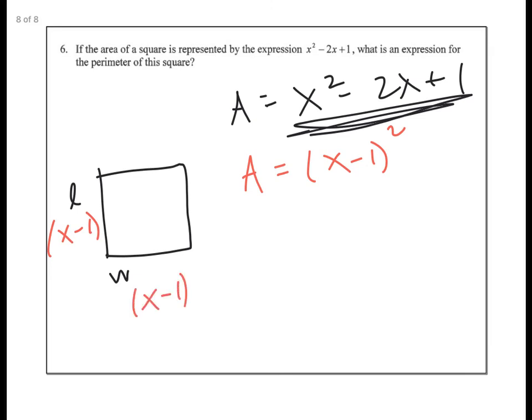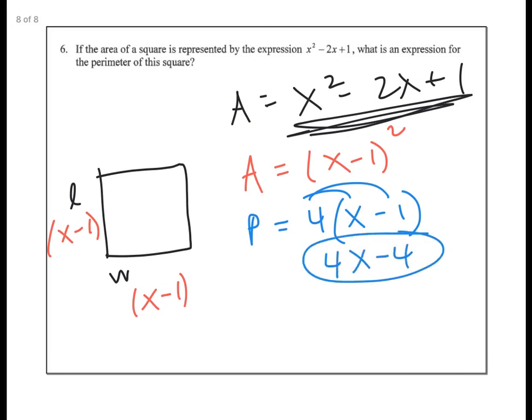So now you have a couple options for getting perimeter. Perimeter is just the distance around the outside. So one option, knowing this is a square, is to say, well, there's 4 sides on a square. So to get my perimeter, I can take 4 and multiply it by one side length, since each side is the same. Distribute the 4 through and I get 4x minus 4.